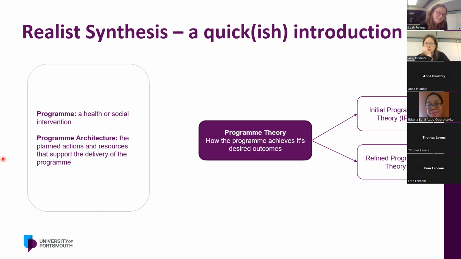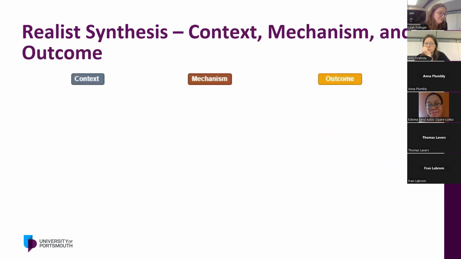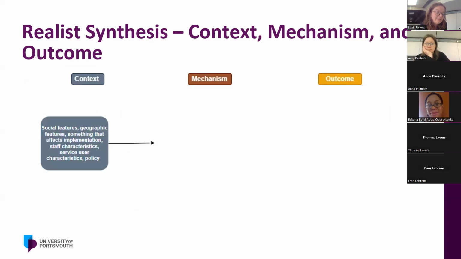So a programme theory is generally a CMO configuration, which means context, mechanism, and outcome. So by context, we mean anything that impacts how the programme is enacted. This could be social features, things like location, anything that affects implementation, characteristics of staff or service users, funding, policy. The list is really endless.